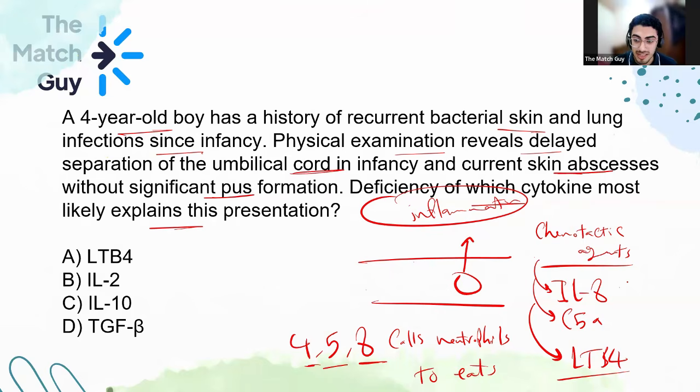So if the patient is having a deficiency in one of these, the neutrophils won't be able to get out of the blood vessel and go to the inflammation site. Okay, like this patient, for example. So this patient is having a deficiency in leukotriene B4. Amazing.